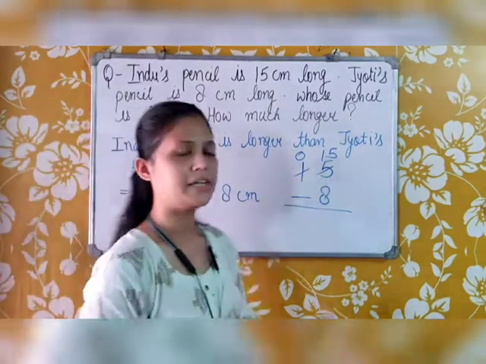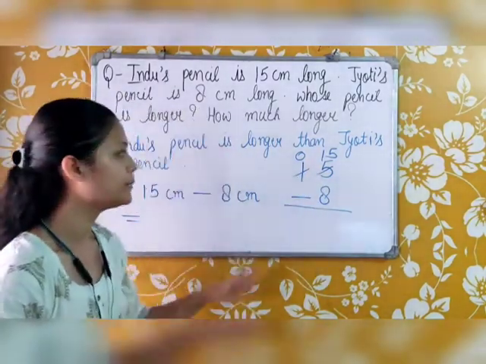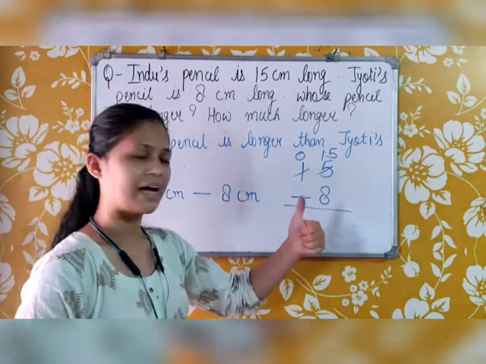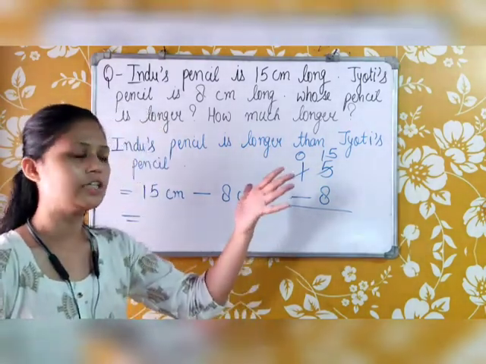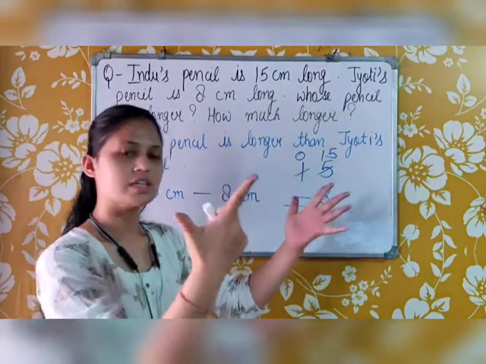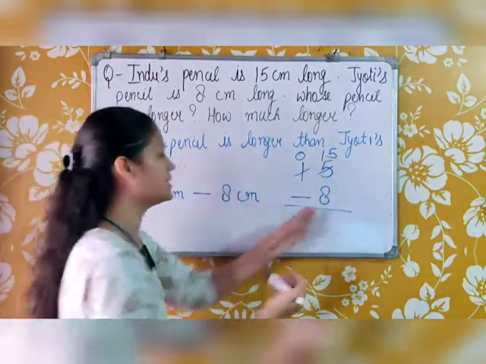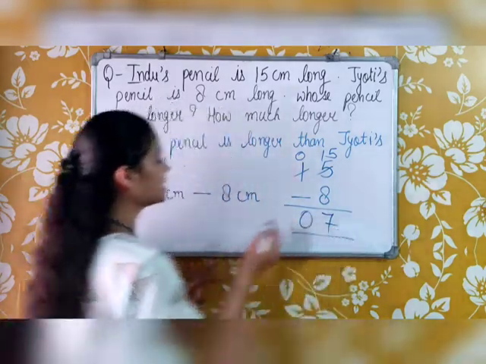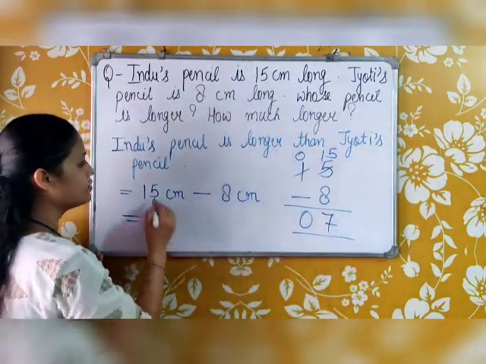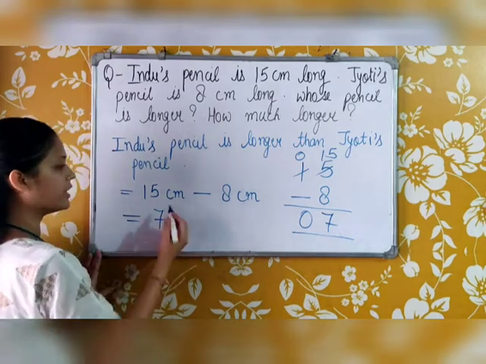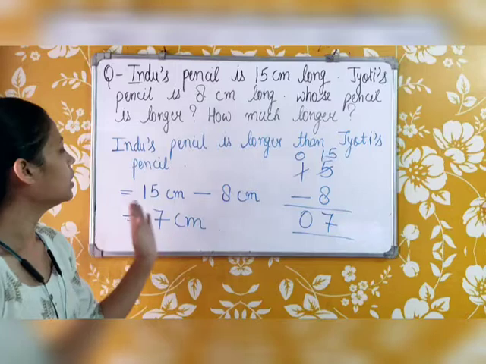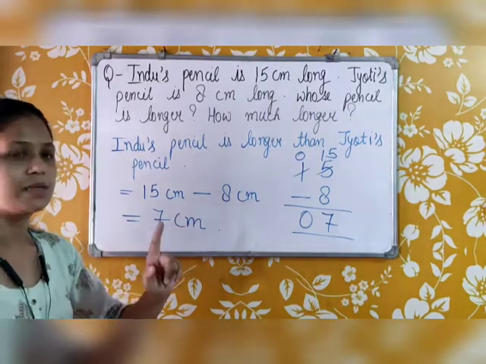Now 15 minus 8. 8 is here, we have to go up to 15. So 9, 10, 11, 12, 13, 14 and 15. So this is 7. 15 minus 8 is 7, and this is 0. So the answer is 7 centimeters. The difference between both the pencils is 7 centimeters.